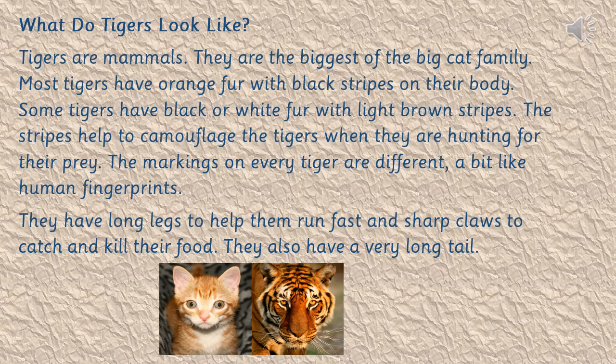Okay, now this is the basic information about the tigers. They have the stripes, the color of the stripes. The most fascinating thing is that there are so many tigers in this world, but none of them have the same stripes. What does it say? The marking on every tiger are different, a bit like human fingerprints. Like we have our fingerprints and we all have different fingerprints, all the people in this world. So in the same way, all the tigers in this world have different stripes. None of them are the same.